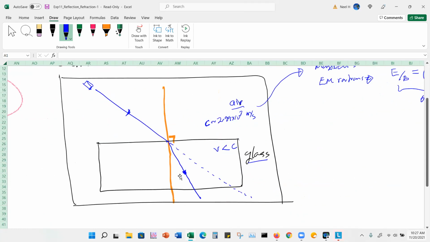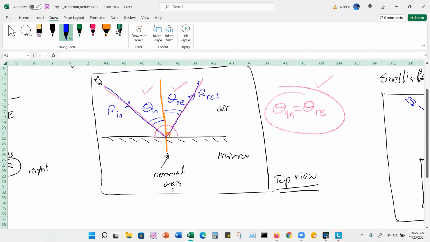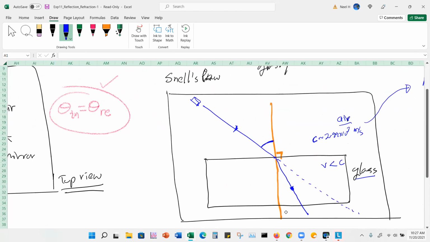Snell figured out some sort of correlation between these angles. I measure the incident angle, all of these angles, from the normal axis to the light ray itself. Okay, from the normal axis to the light ray. This angle is going to be the incident angle. This is going to be the refracted light. Now, it is not reflected; the refracted light passes through to the next medium. If I measure this angle, that's going to be theta refracted. Okay, we are interested in refraction here. Reflection means coming back to the same side.